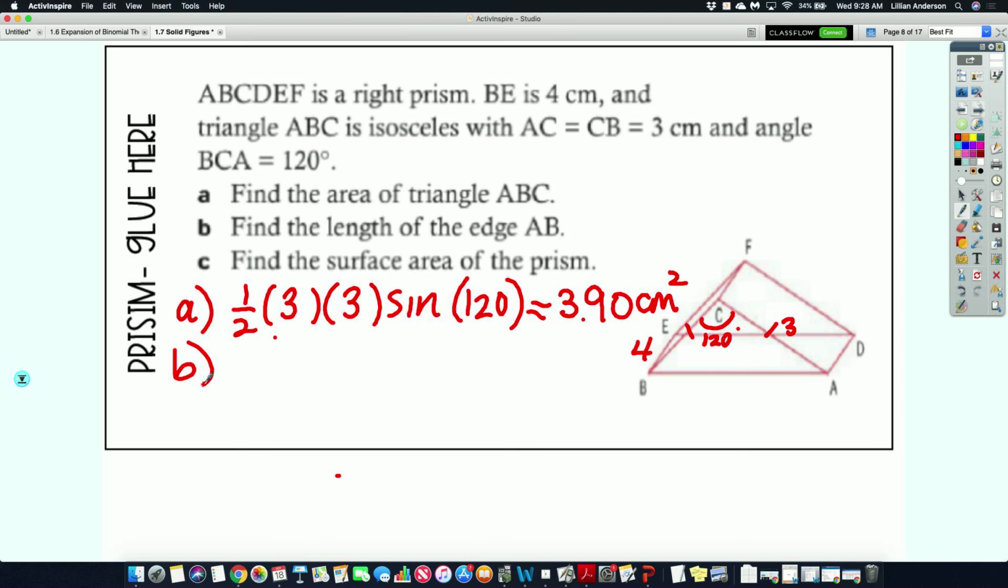Now in part B, it asks me to find the length of AB. Not quite the surface area yet, but each one of these pieces is building me up to that point where I'm going to end up finding the surface area of this figure. So, the length of AB is opposite of that angle 120. I can do law of cosines because I have two sides and the included angle in that triangle ABC.